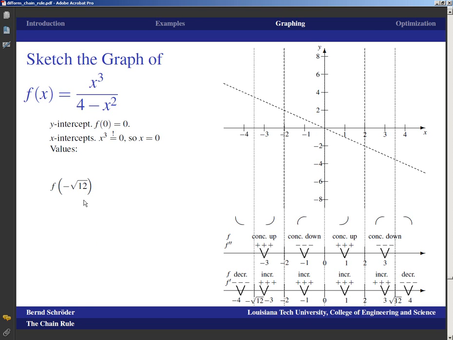We need values. We need f of negative root 12. Well, that's going to be fun to compute. Negative root 12 cubed divided by 4 minus negative root 12 squared. Well, let's see. Negative root 12 squared is just 12. 4 minus 12 is negative 8. And this guy up here is 12 times root 12 with a negative sign. So the negative signs cancel, and we end up with 12 to the 3 halves divided by 8. So that ends up being 3 to the 3 halves. 8 is not 4 to the 3 halves. No. None of that really makes sense to me right now. And that's, of course, highly annoying. Pause.